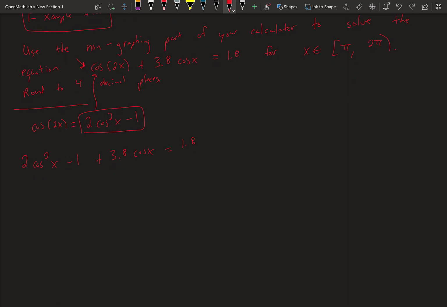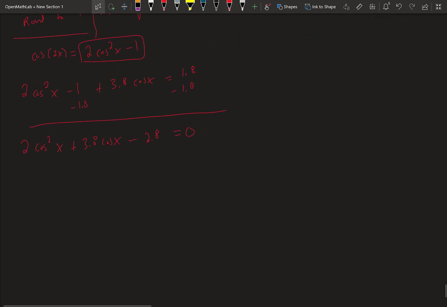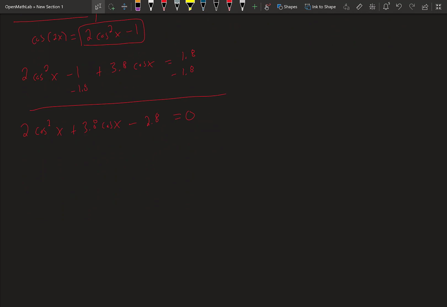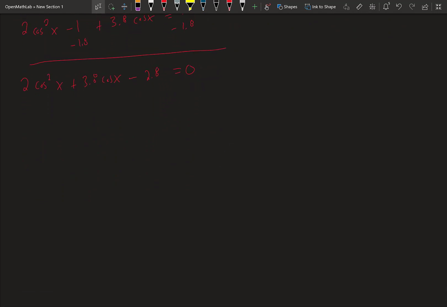And then if I subtract 1.8 from both sides, what we end up getting is 2 cosine squared x plus 3.8 cosine of x minus 2.8 equals 0. You can try to factor this, but it's not going to factor. You can try it, but it won't work. So what we need to do is use the quadratic equation.